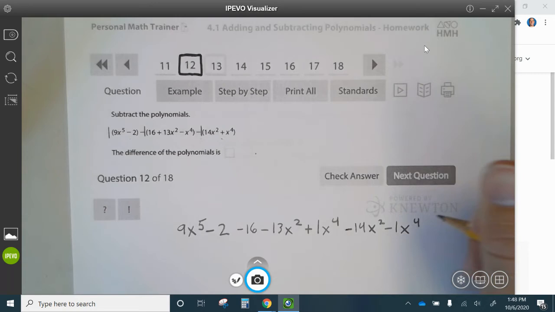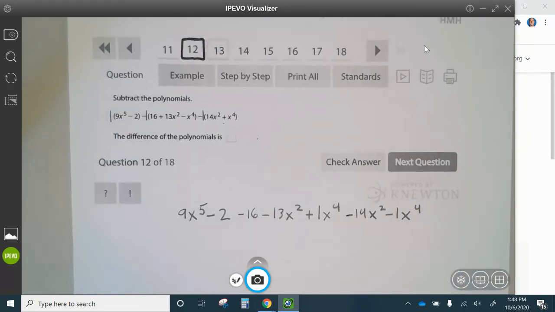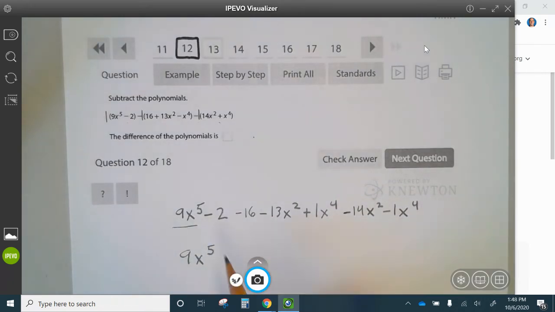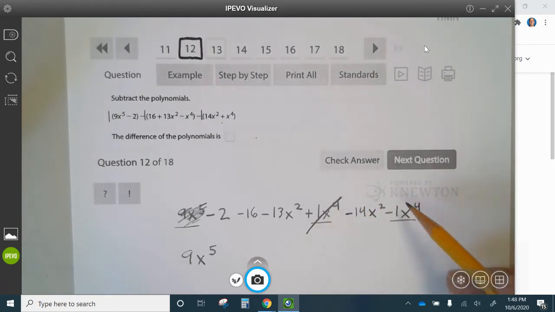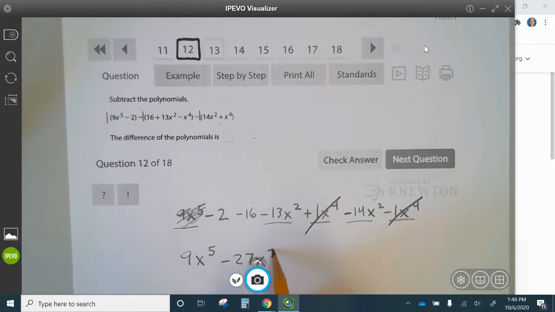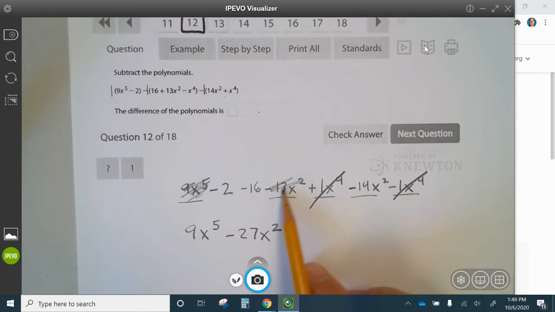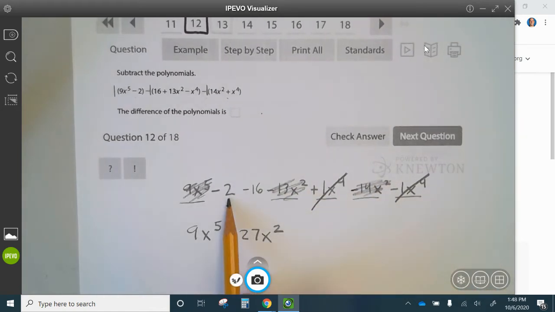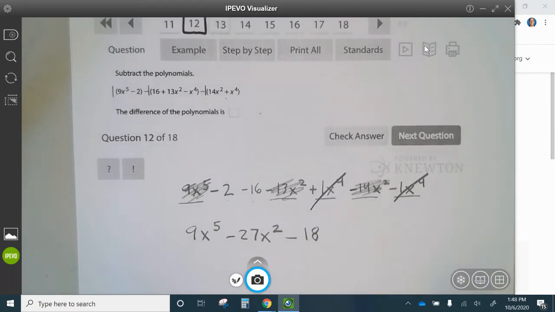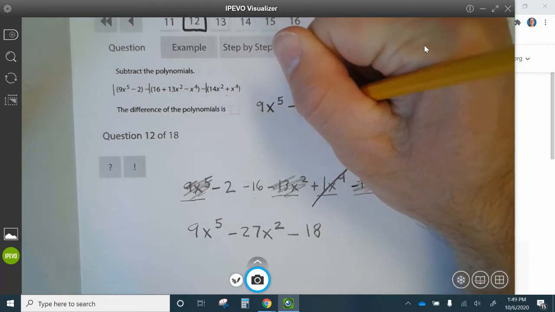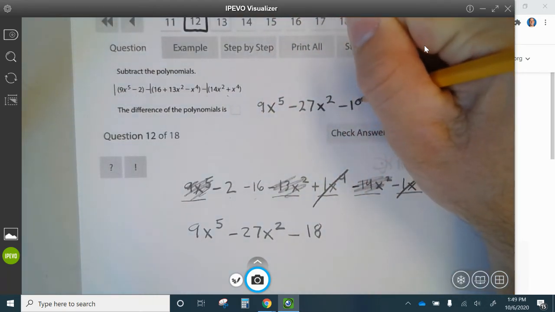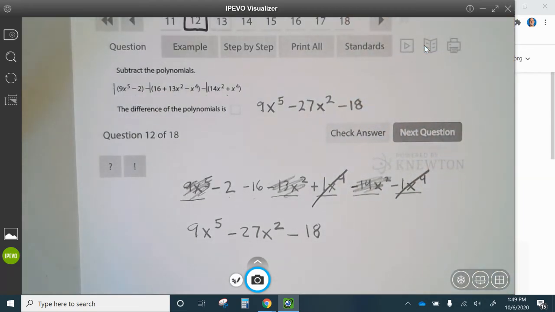Okay, so let's find the highest exponent, which is 9x to the 5th. Nothing can combine with it, so that's 9x to the 5th. So we'll mark this out. Now we combine the 1x to the 4th minus 1x to the 4th. Well, they cancel. So now we look at the x squared. So negative 13x squared and negative 14x squared is minus 27x squared. So we're done with this. And then negative 2 minus 16 is minus 18. Okay, so the difference of the polynomial is 9x to the 5th minus 27x squared minus 18. Okay, go ahead and finish up question number 12.